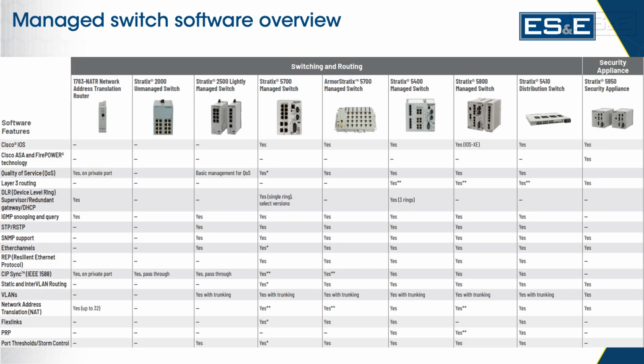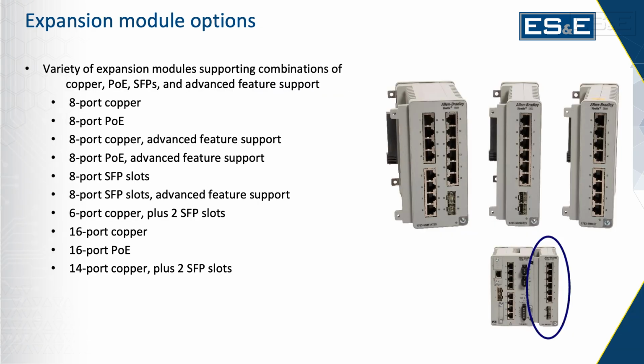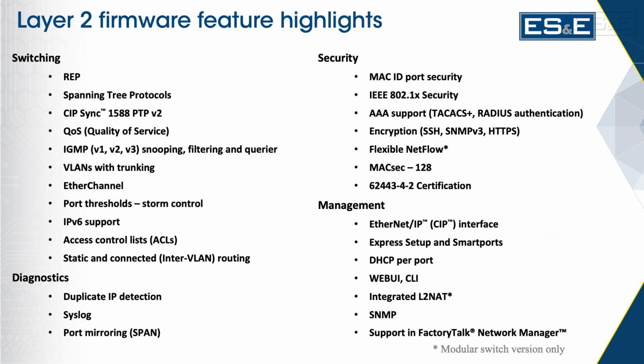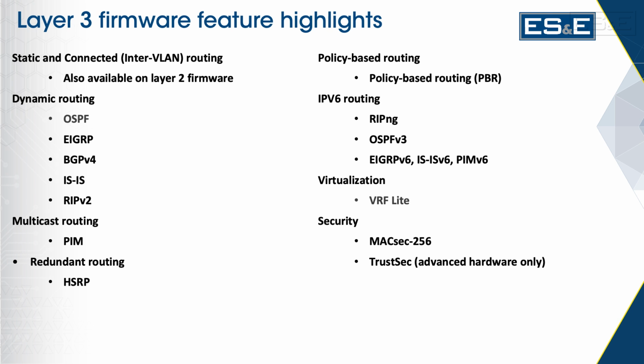This is a good slide because it gives you an overview of what all you have: the total max ports, fiber ports, copper ports, gig, 100 megs, and so on, and the fiber support, and so on and so forth. So that's a really good slide to help you decide what you need. And that's the expansion module options for the 5800s, which is quite wide actually. Layer 2 firmware at this point. Layer 3 firmware on the 5800s.